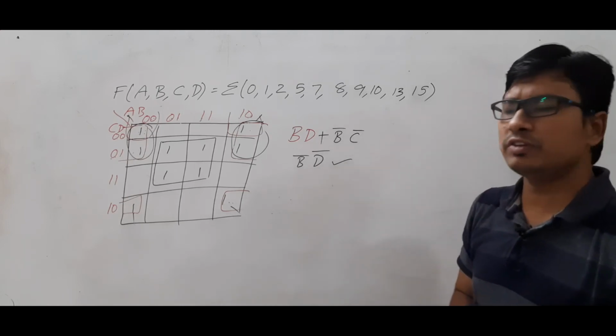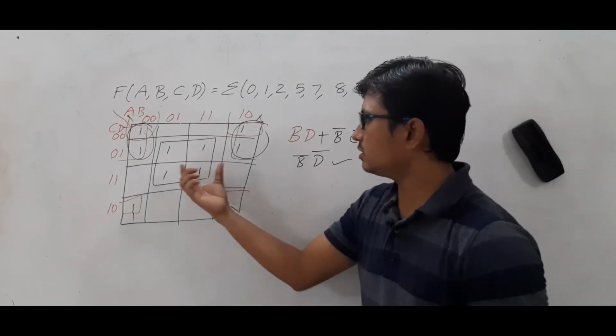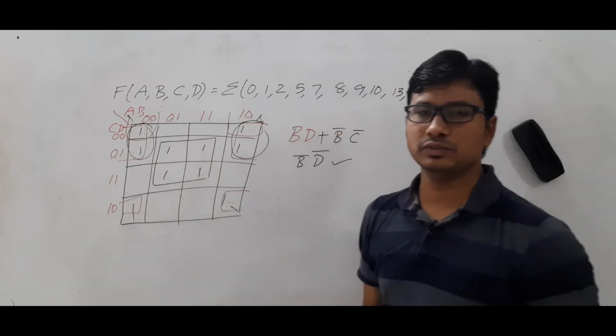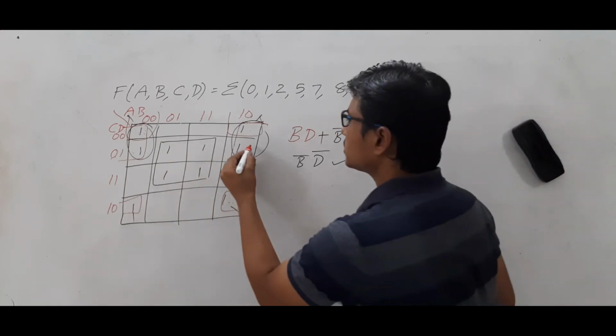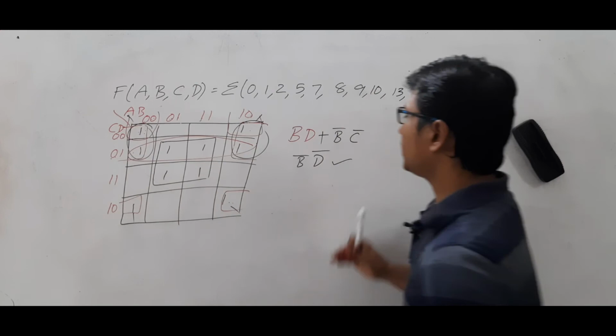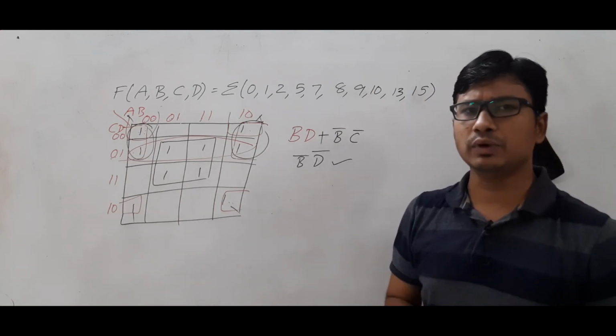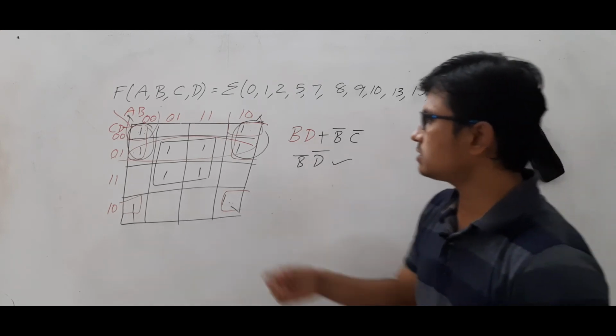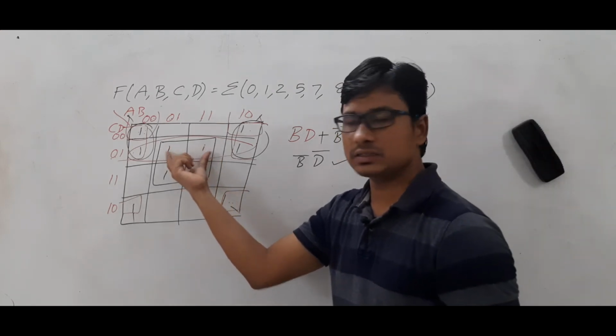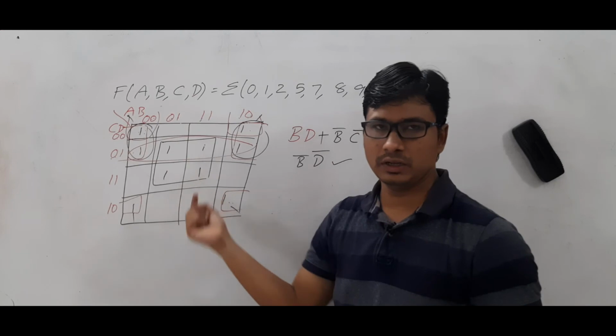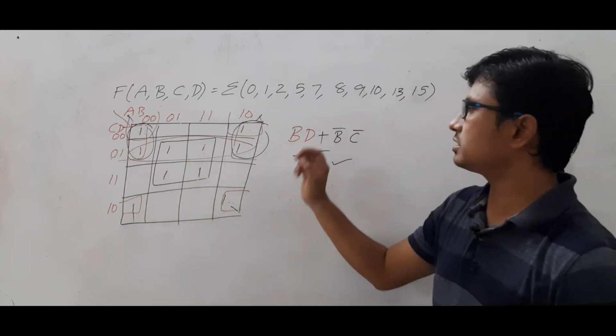Then a lot of people will get a doubt. Sir, you cover these 4 and next these 4. Why can't you cover this one again and make it another term? Why should we do it or not? We should not do it. Why should we not do it? Because these two ones are covered with the help of this group. Will you agree with me or not? That's why we got this term.